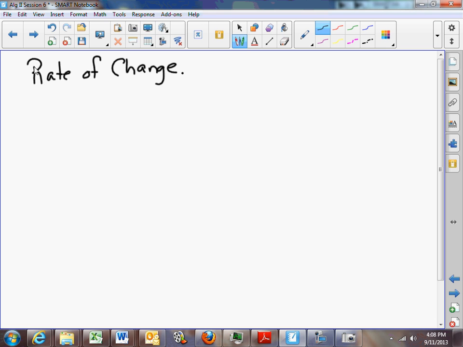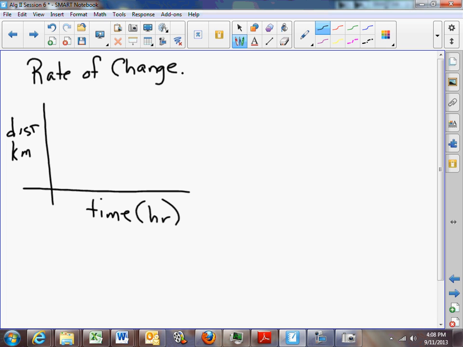Now, the concept here is we start out with some kind of a function that relates quantities. Let's imagine that we have a function that relates time with distance. Let the time be given in hours and the distance be given in kilometers. We're going to travel along an interstate roadway, and the distance we've traveled is directly related to the amount of time we've been traveling.